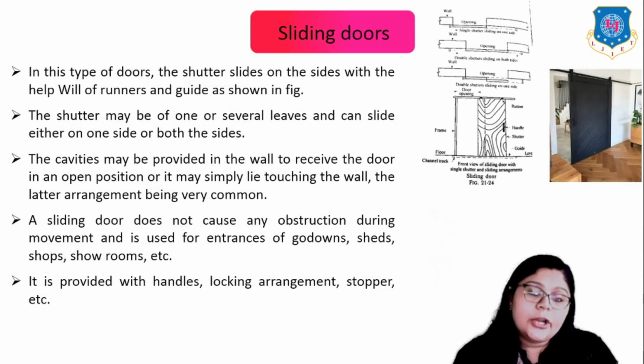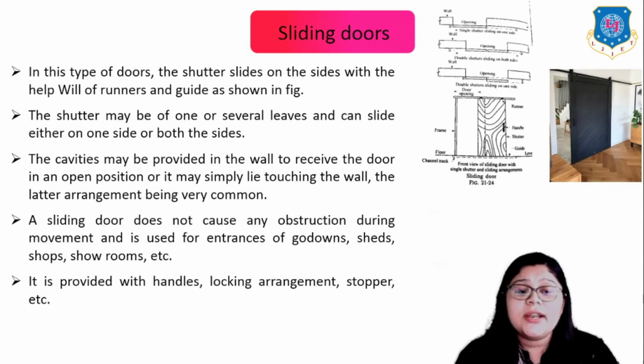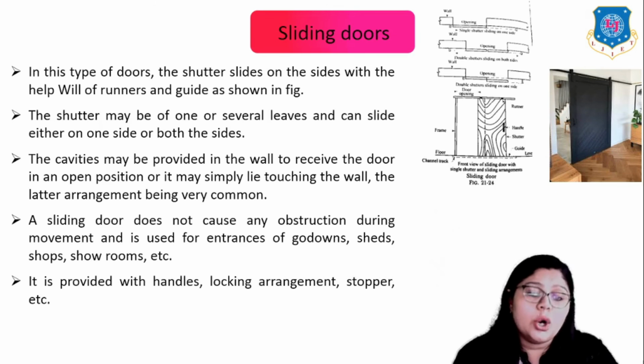Next is the sliding door. Here you can see a cross section as well as a clear image of a sliding door, where in this type of door the shutter slides on the slides with the help of runners or guides as shown in this figure. The shutter may be of one or several leaves and can slide either on one side or both sides. Cavities may be provided in the wall to receive the door in open position, or it may simply lie touching the wall. The latter arrangement is very common, right?